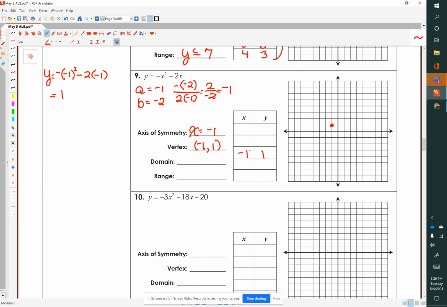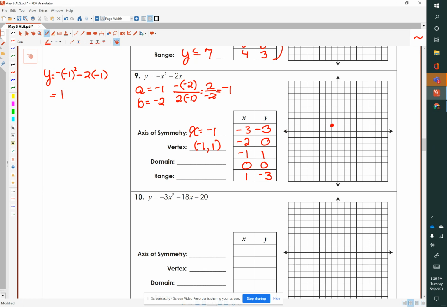So let's evaluate this quadratic at negative 2, negative 3, 0, and 1. When we evaluate this quadratic at negative 3, the y value is 3. When we evaluate at negative 2, the value of the function is 0. When we evaluate at 0, again, the value of the function is 0. And when we evaluate at 1, the value of the function is negative 3.